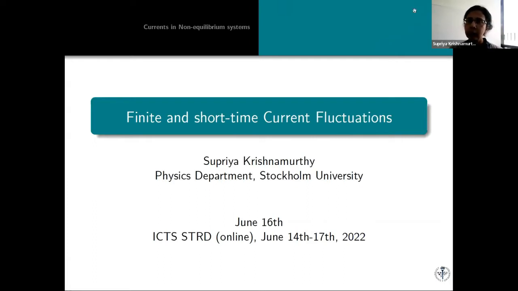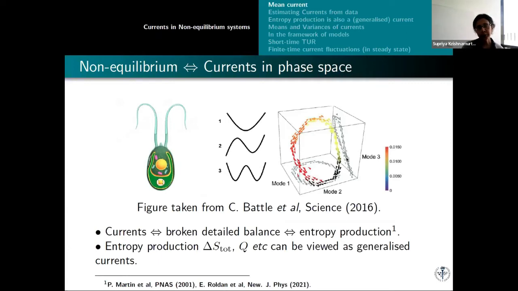Okay, so I've kept it a bit light here, and maybe it's stuff many of you already know, but I just thought it's good to be clear. So I'll begin at the beginning and talk a little bit about current fluctuations, finite and short time, and some of our work on this in non-equilibrium systems. Non-equilibrium implies currents in phase space, and that we know.